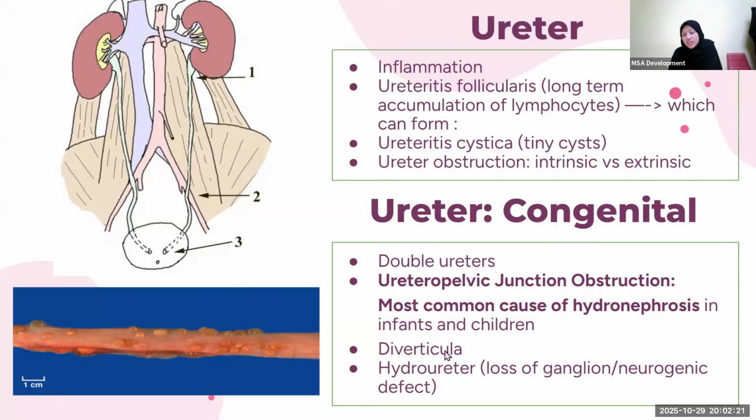There are also things like diverticula, which is herniation or weakening of the ureter itself, or hydroureter. Hydroureter means a very big ureter that is due to nerve problems. The ganglion is not present, so the ureter will be slack or loosen up and will not be able to contract. It's just dilated into hydroureter. So these are the problems that can happen. The most important one is the one in bold, and knowing this picture.